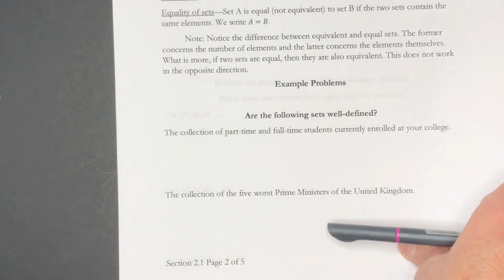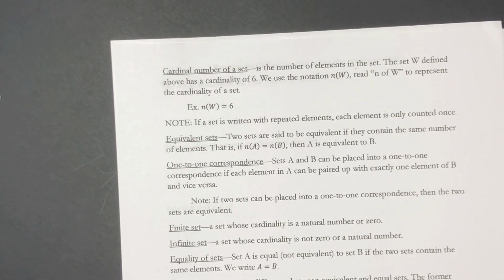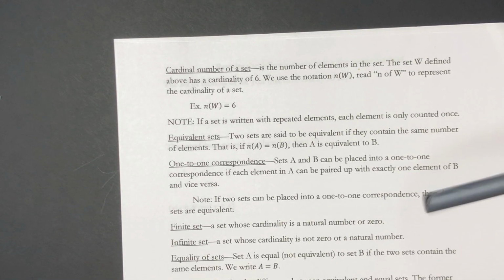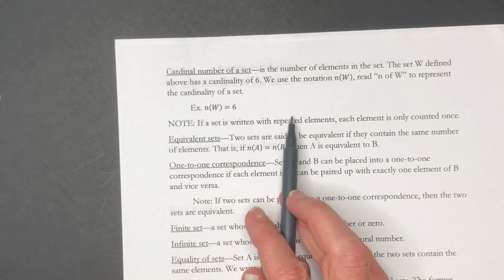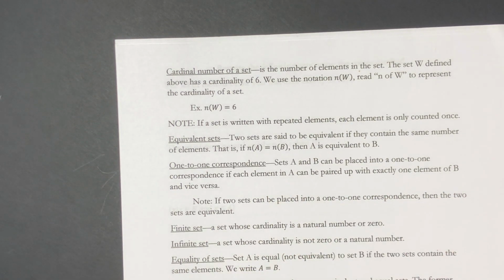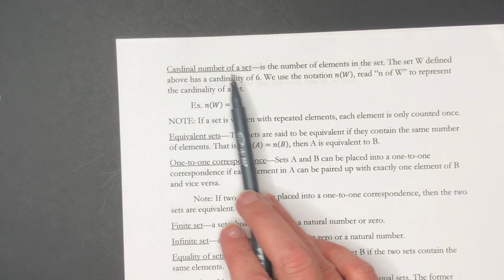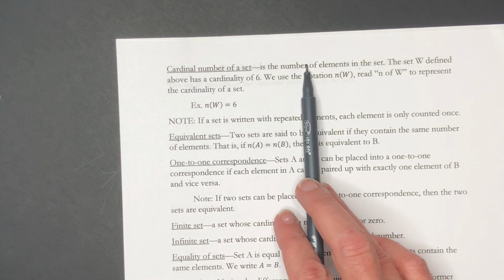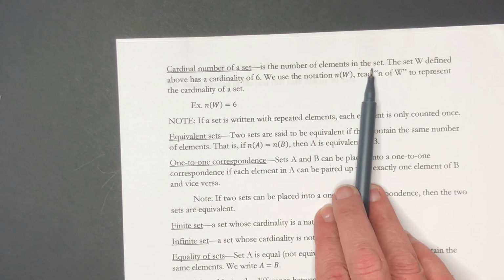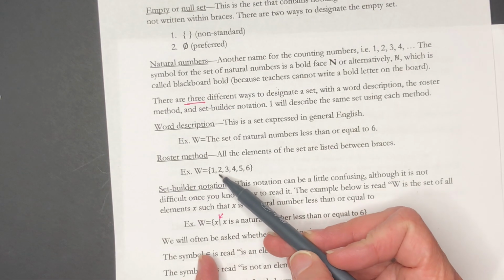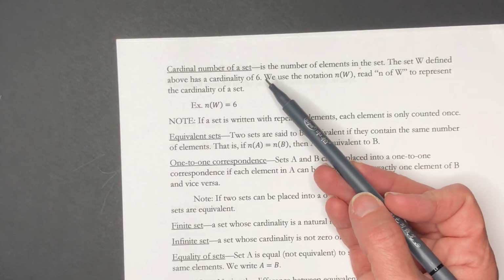Okay, so let's keep going here. More definitions. I know, I'm sorry. The cardinal number of a set. The set W has a cardinality of 6. What this means is the number of elements in the set, and if you look at the W that we were using earlier, it has 1, 2, 3, 4, 5, 6 elements in it, so the cardinality is 6.